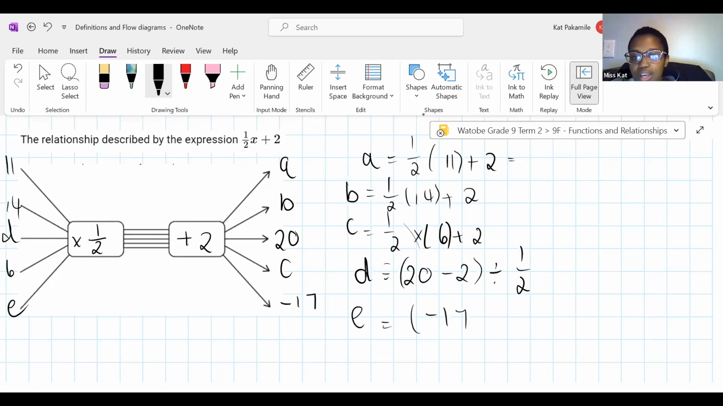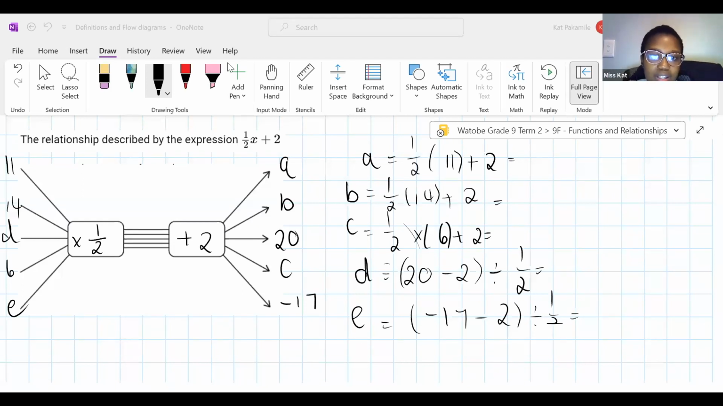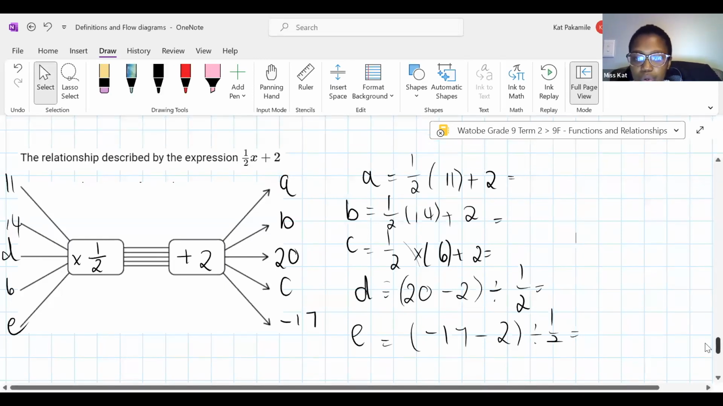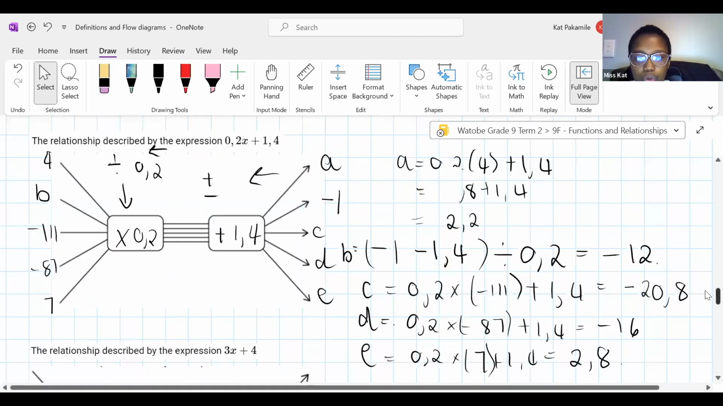Let's see if we have the correct answers. I saw hands go up. Let's hear what everyone has to say. Tukelo. Okay, Tukelo's not saying anything. Oyama. Hello. There we go. Tukelo is still doing the first sum, the B. He doesn't understand how you got the minus 12. So I need you to explain to him the B sum, minus 1 minus 1,4 divided by 0,2. How did you get to minus 12?